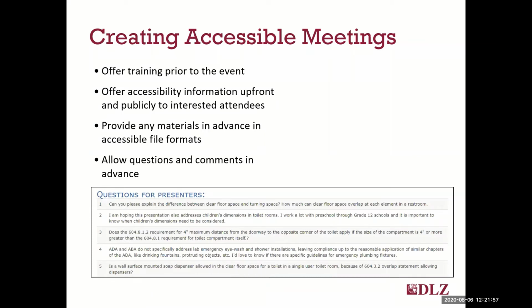Consider offering accessibility information up front and publicly to interested attendees. If you are captioning or recording a meeting, state that on the meeting notice. Provide all your written and visual materials in advance upon request to give those people that need it an idea of what to expect and the ability to plan in advance. This may not always apply, but consider where it may do that. Be sure to use accessible file formats for documents and other files.